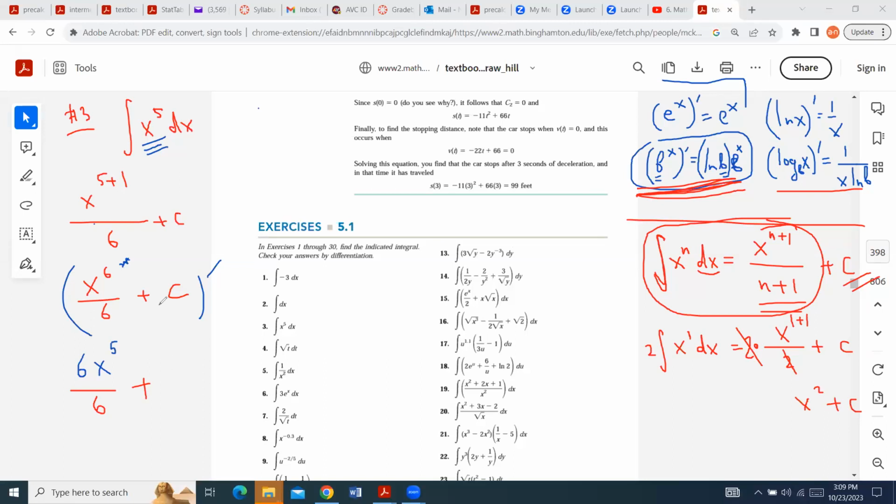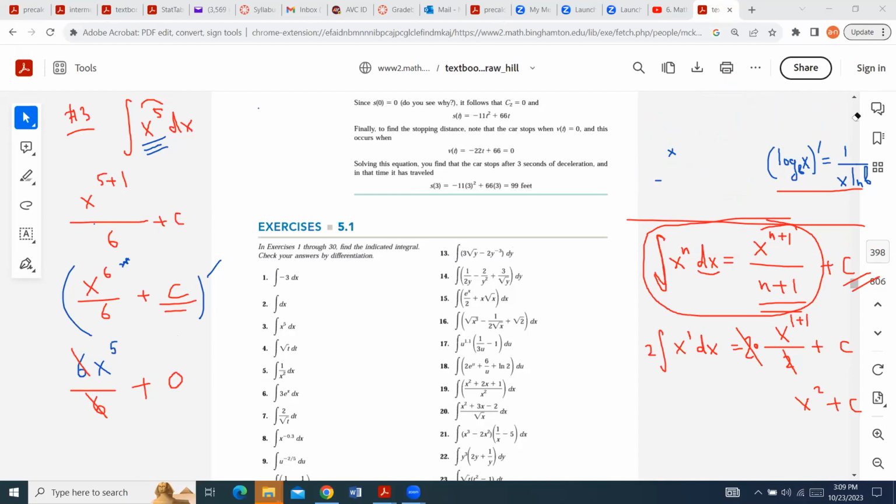So what's the derivative of a constant? Remember? 0, right? And look at what we get. 6 and 6, they cancel. And indeed, x to the power of 5 is resolved. So just going backwards, and the good thing about it is you can always check if you did it right, because you know how to find derivatives.